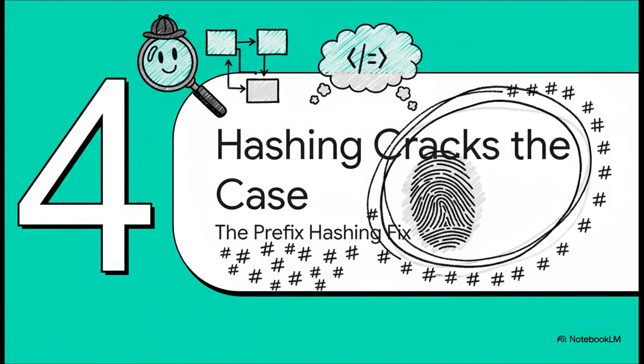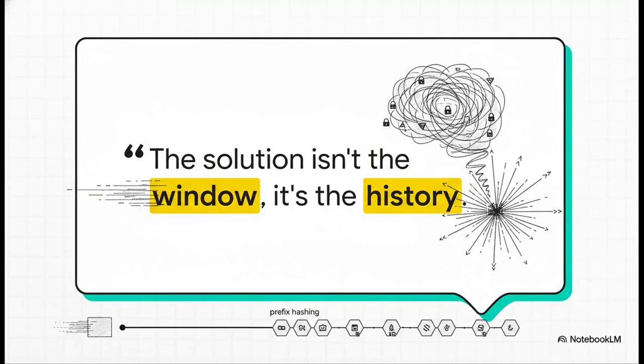Okay, so if our first suspect is out, we need a more clever detective, one that doesn't just look at what's in front of it, but remembers everything it's seen before. Enter prefix hashing. This right here is the philosophical shift we need. Unlike the sliding window, which kind of has amnesia, prefix hashing remembers every single state it has ever encountered. And this history, that's the key to finding all those substrings we missed.